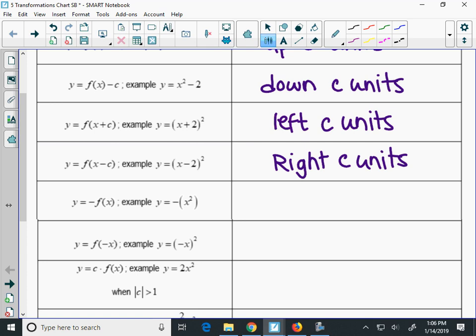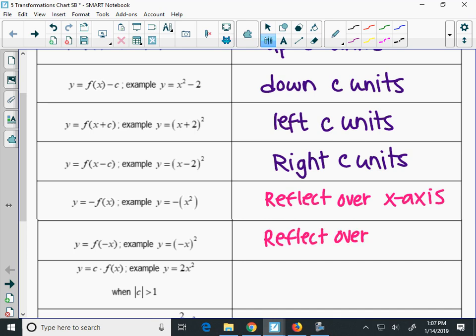Okay, so we're looking at the next two boxes on your chart. Same kind of thing. We just want them all in one place. The negative in front reflects over the x-axis. You're changing it vertically. You're going from up and down to upside down. If the negative is in the parentheses, you're going to reflect over the y-axis. The negative slides. And when you're ready, you can flip your notes paper over.